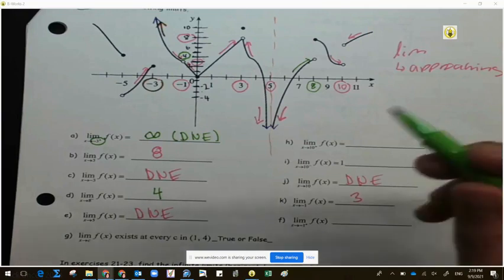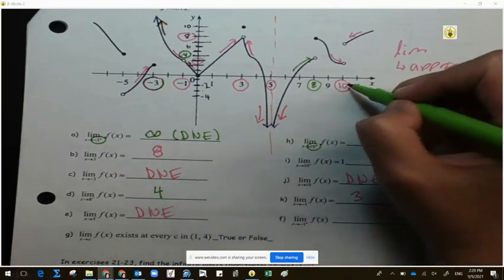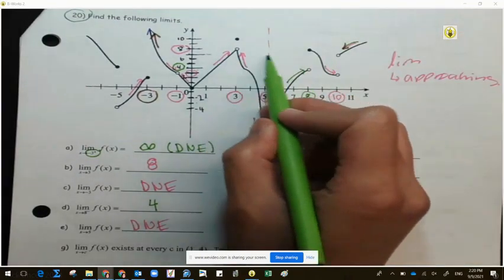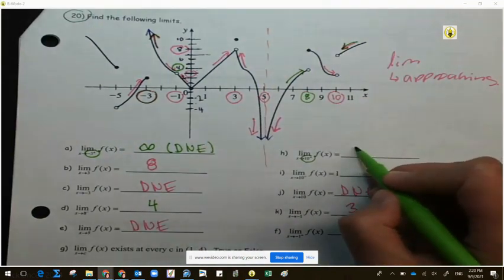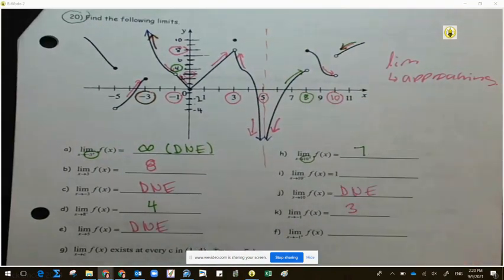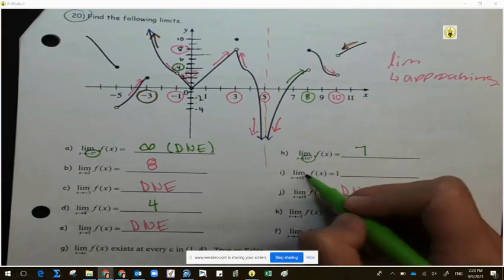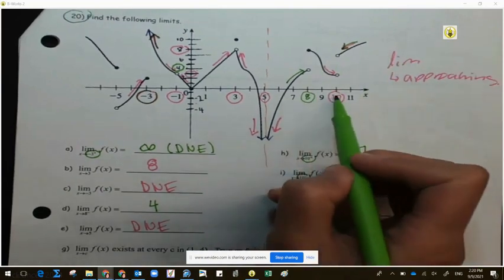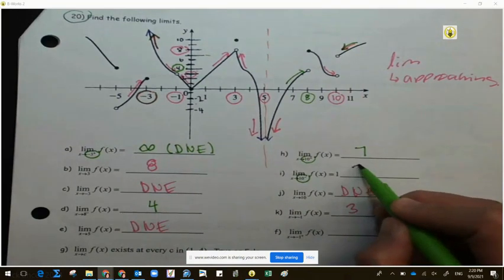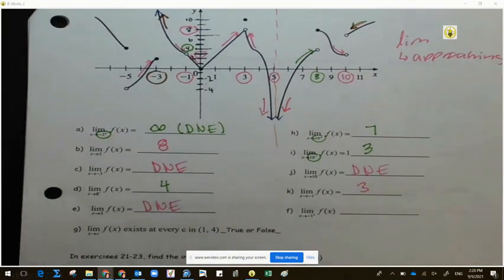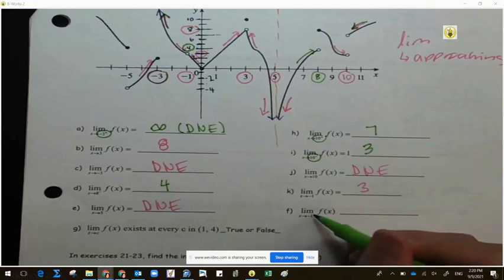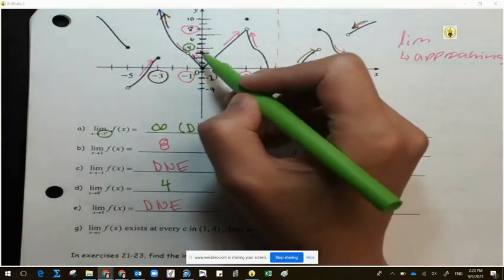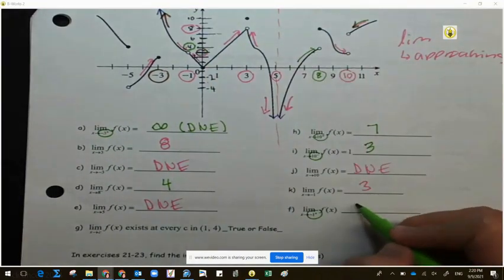Are we ready for H? Let's reach 10. Go to 10 from the right side. 10 from the right side is getting closer and closer to some number. I see 7, if you can line it up. And then what about 10 from the left? 3. So here's 10. Yep, it's lower than 4. 3, I'll take that. Almost to the last one. We're now reaching -1 from the right. So -1 from the right, yep, that's going to 3.